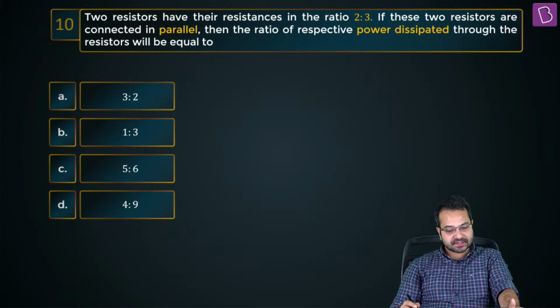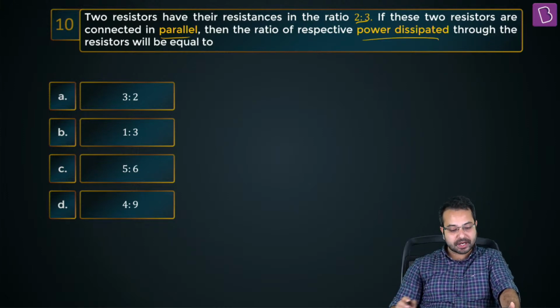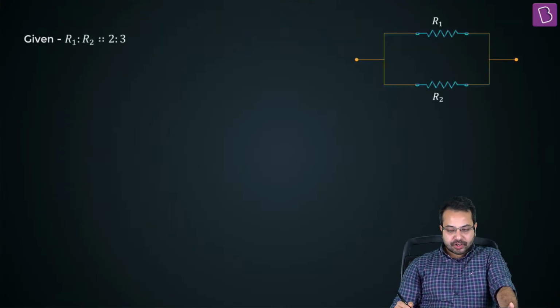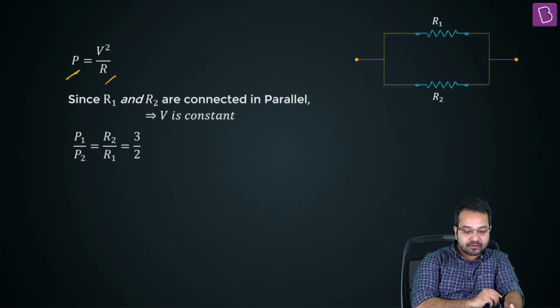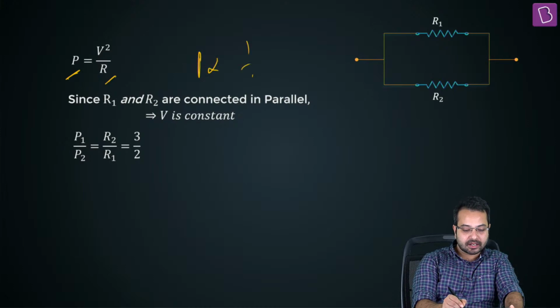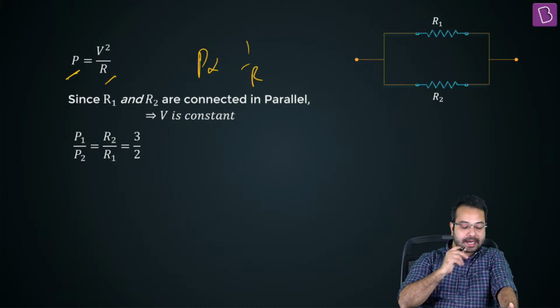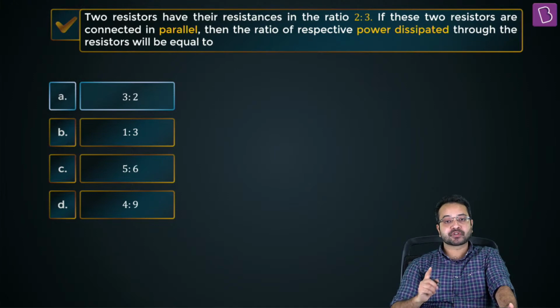What is next? Two resistors have their resistance in the ratio 2:3. If these two resistors are connected in parallel, then the ratio of respective power dissipated through the resistors will be equal to. Alright, let's see. The ratio of resistance is given. What is power dissipated? Power dissipated is V square by R. Now this is parallel connection, so V is going to be constant, which means power is inversely proportional to R. So P1 by P2 will be equal to R2 by R1, and hence it is going to be equal to 3 by 2. So the correct option is going to be option A.